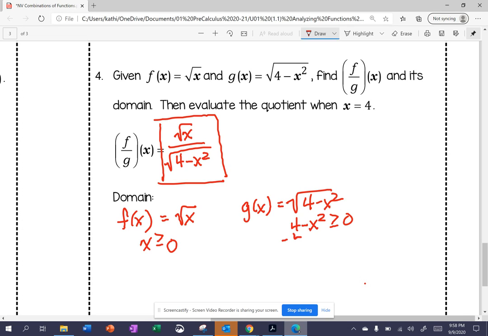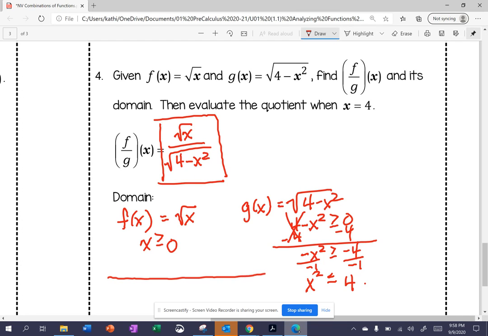So I'm going to subtract 4 from both sides. Negative x squared is greater than or equal to negative 4. When I divide by negative 1, not only do I change the signs, but I have to flip the inequality. So x squared is less than or equal to 4. So what is my domain? Less than or equal to 4 has to do with 2 and negative 2. So I'm in between negative 2 and 2.